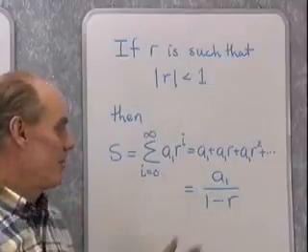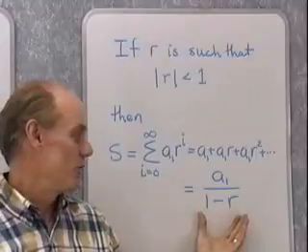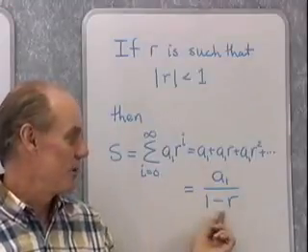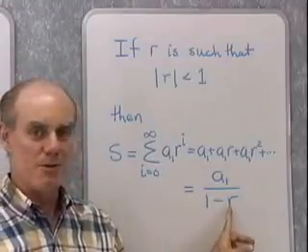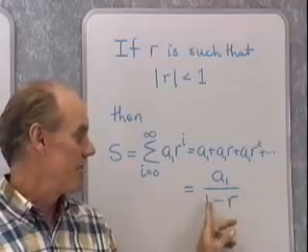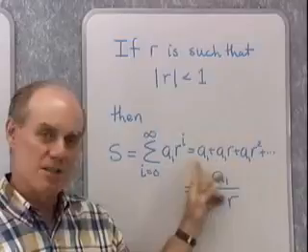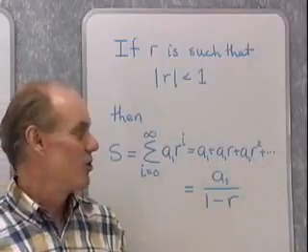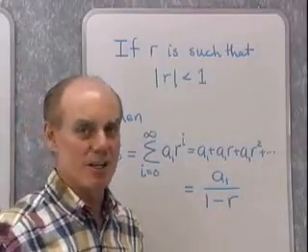Now, if you want to see the derivation of this formula, you have to look in the book. But it is a nice, simple formula. The only requirement is that the absolute value of R be less than 1. If it is, we simply take the first term, divide by 1 minus R, and that is this infinite sum right here.